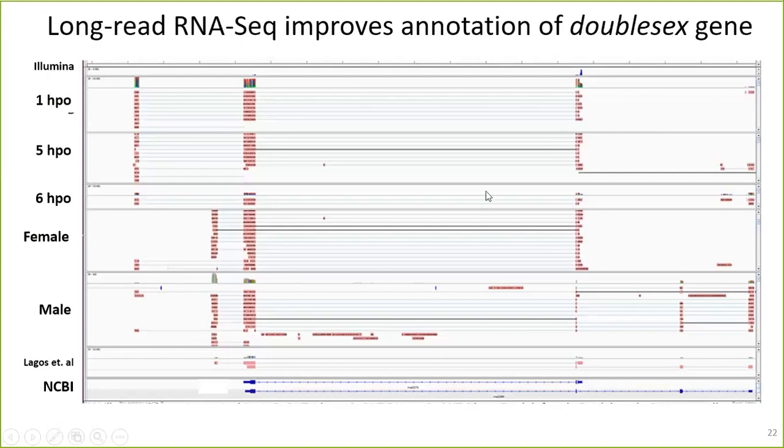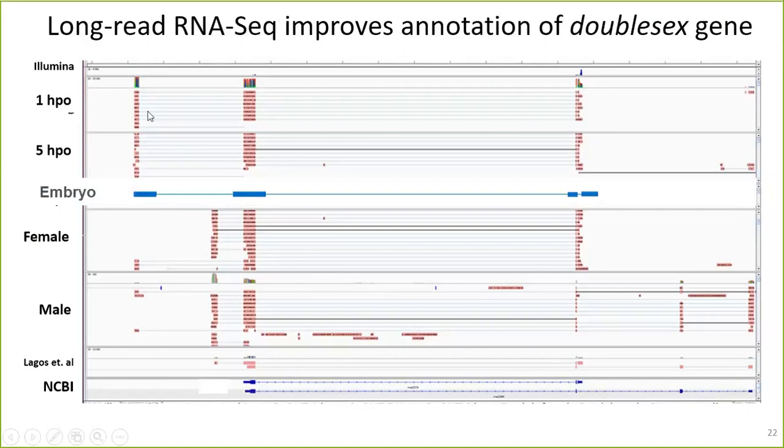Although the NCBI annotation has an annotation for this gene, which includes five exons, 1, 2, 3, 4, 5, and we know that exon number 3 according to the NCBI annotation is female specific. The females have this exon, the males don't, and the males have exons 4 and 5, which are lacking in the females. What we noticed was actually that in the embryos, we majorly had this upstream exon, and for most of the embryos, although they are mixed, they don't actually have the male last two exons. So we think that at least in the embryos, this is the major isoform.